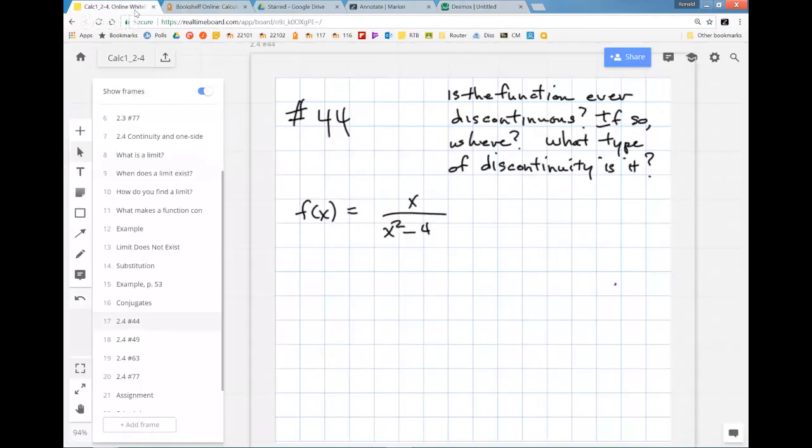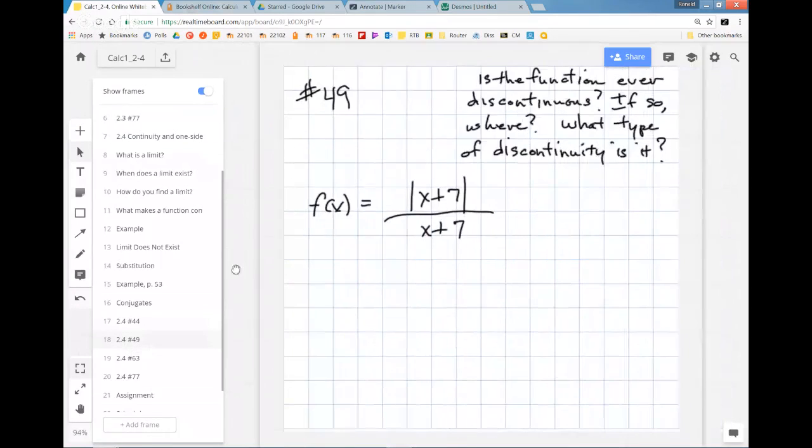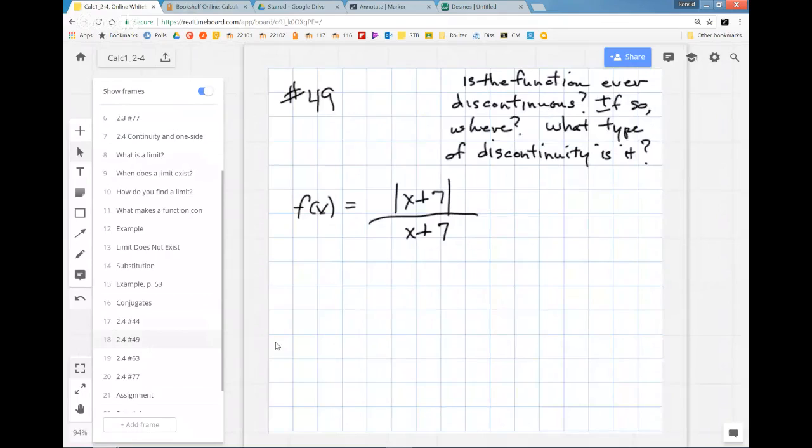All right, let's go to this next one, number 49. Same question. Is the function ever discontinuous? If so, where? What type of discontinuity is it? So what's going on here is we have an absolute value on the top. We have an x plus 7 on the bottom.